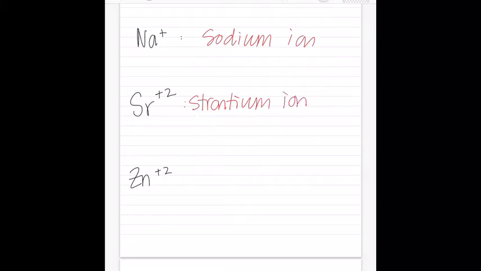Now, this next one, zinc. This is not just zinc. Zn is zinc. We are dealing with zinc ion. That's what we're dealing with. Okay, so fairly simple. Let me give you a couple of examples. Let me write down 3 examples, and then we will go on to the next step.